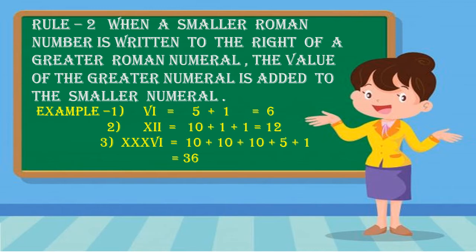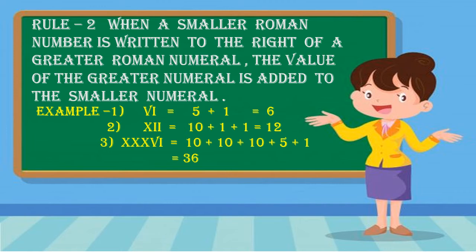Rule 2. When a smaller Roman numeral is written to the right of a greater Roman numeral, the value of the greater numeral is added to the smaller numeral. Let us see examples. In example 1, VI is written. V represents 5 and I represents 1. So, I is the smaller symbol and it is written to the right of a greater numeral V. So, the value of V is added to the value of I, that is 5 plus 1 equals 6.